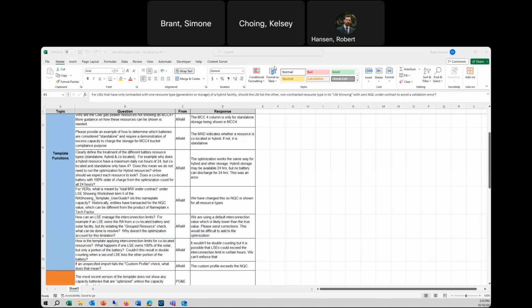Question. On the portfolio optimization tab, I'm unable to get the refresh tables button or the reset shown hours buttons to appear in any of the templates, any of the versions of the templates. Do I need to enable something in order to have those buttons appear?